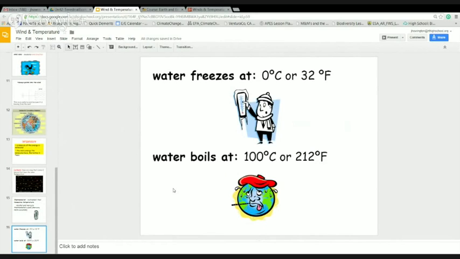So just some general knowledge about temperature that you should all know. Water freezes at 0 degrees Celsius or 32 degrees Fahrenheit. It boils at 100 degrees Celsius or 212 degrees Fahrenheit.